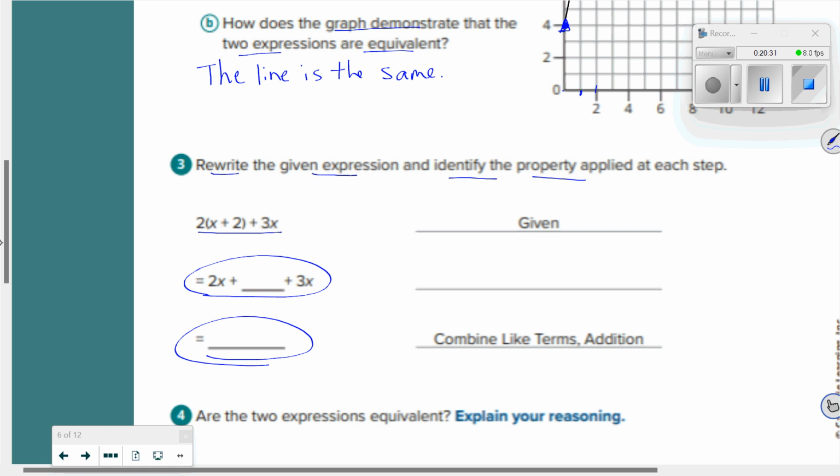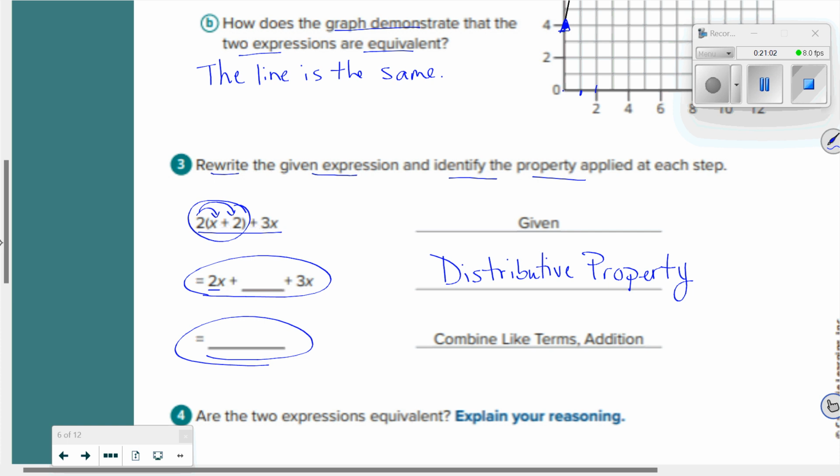You can see I started with this, right? But now they just gave me a 2x. So what did I do? What property did I use? Distributive. So I took that 2 and I multiplied it out. We call that distributive property. So mathematically, that's what I did.